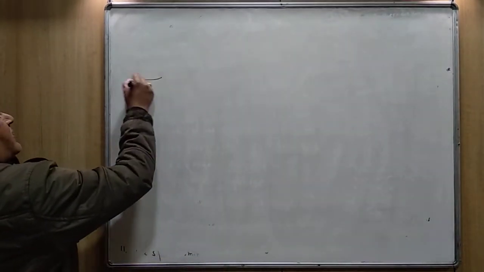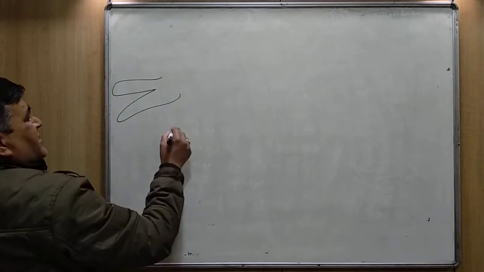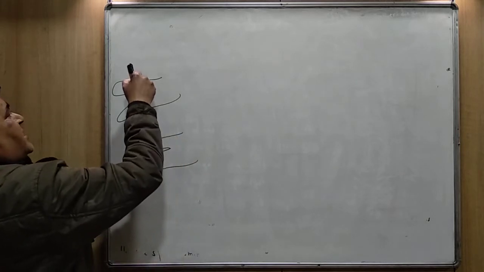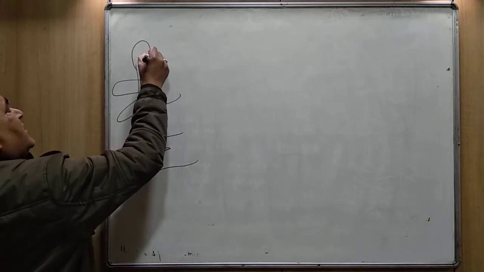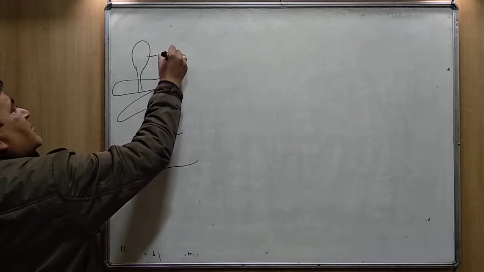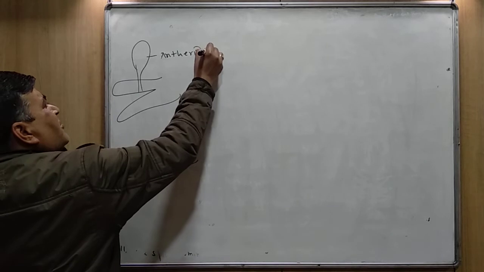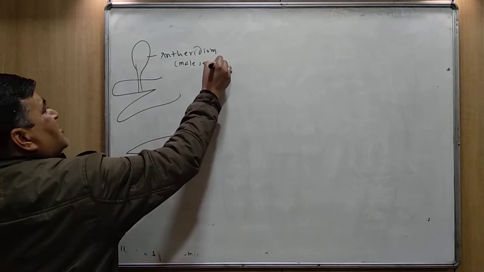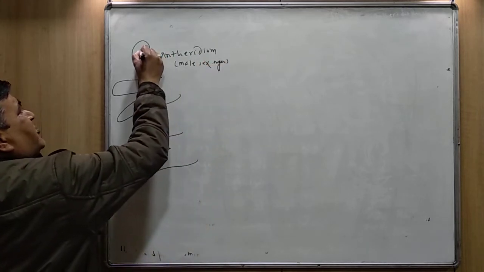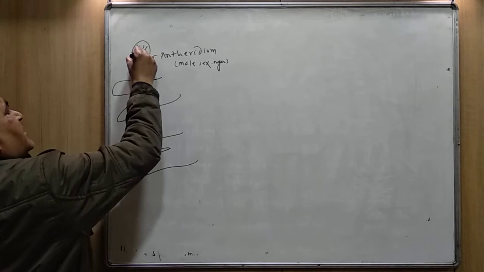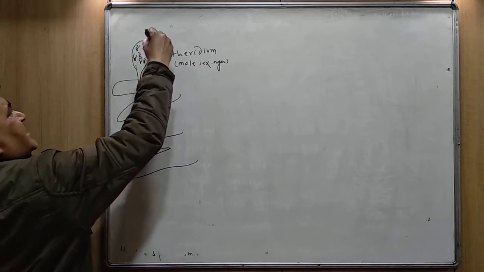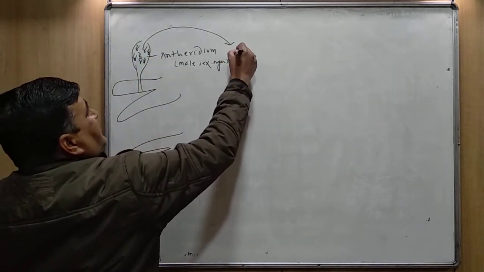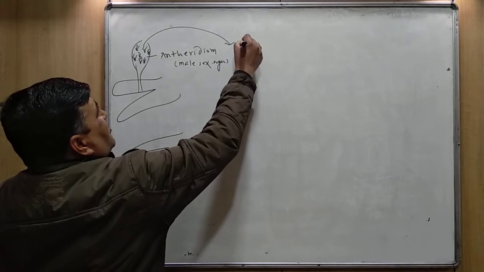As I told you, this is the male sex organ, called antheridium. You can write here: male sex organ. It produces so many gametes. When the antheridium ruptures, the male gametes come outside.